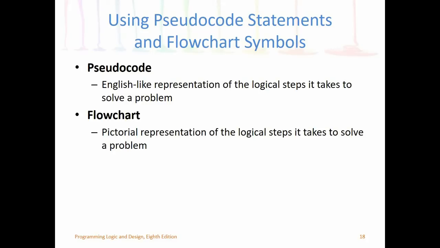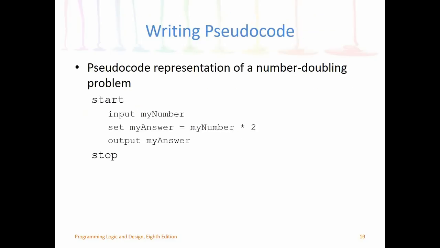Using pseudocode statements and flowcharts. Pseudocode is an English-like representation of the logic steps taken to solve a problem. A flowchart uses pictures, or shapes, to represent the logic steps taken to solve a problem. So one is shapes, the other is English-like language.